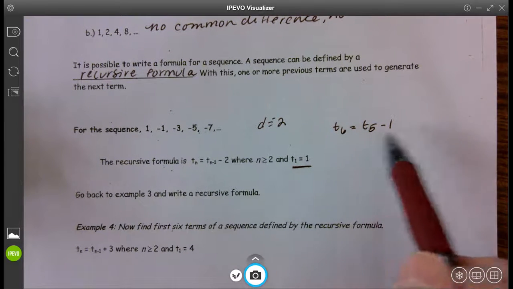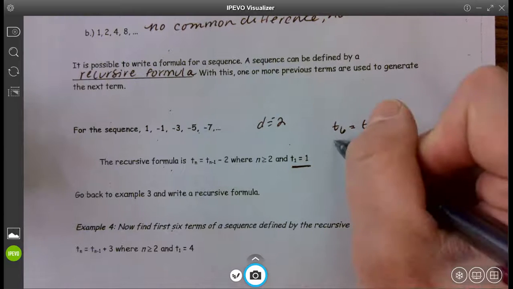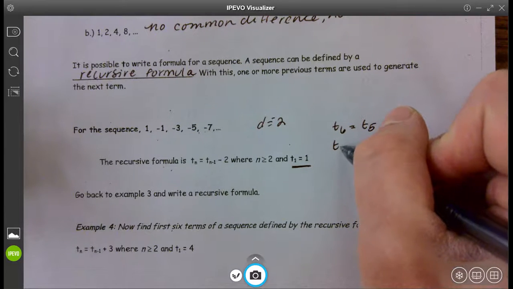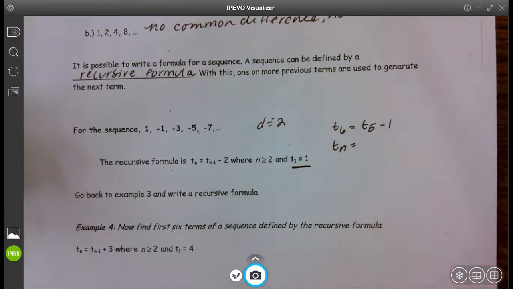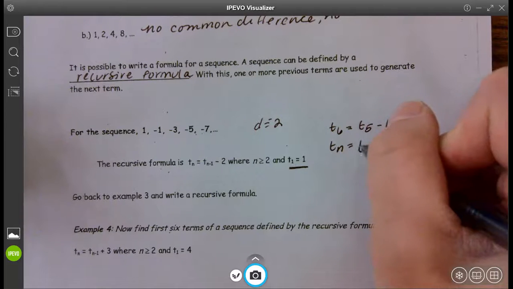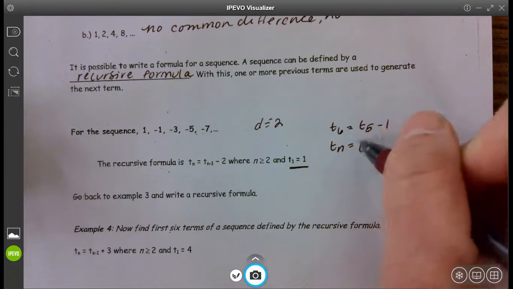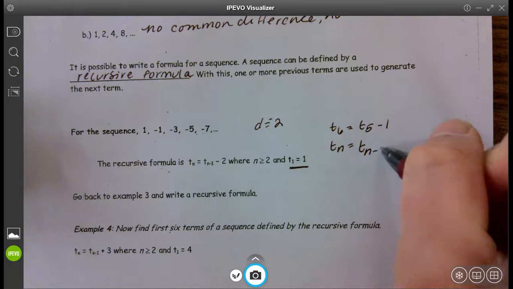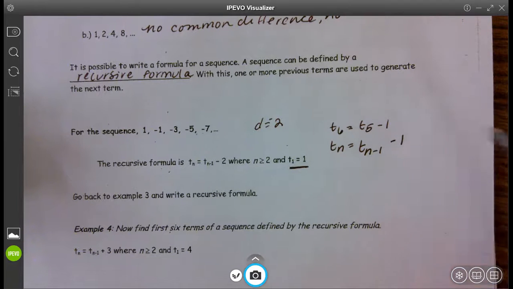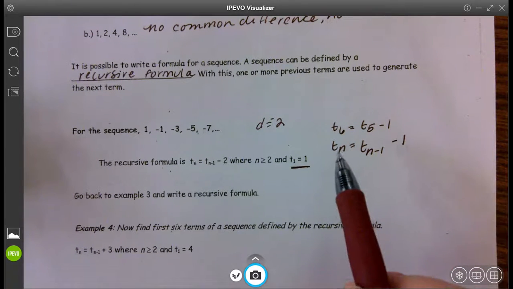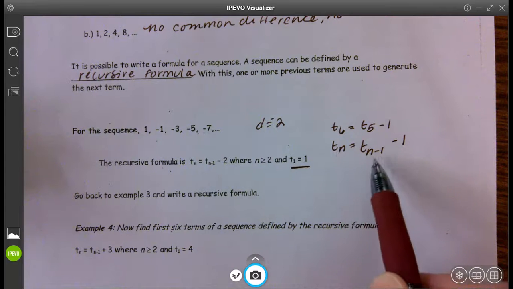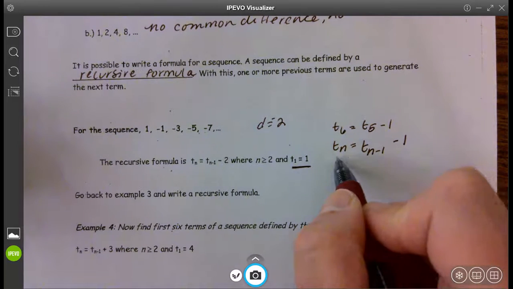But we don't want to write term 6. We want to find whatever term we're trying to find. We call that our nth term. If we're trying to find term n, we're going to take term, not n, but one lower, n minus 1, and we're going to subtract 1. So whatever term you're trying to find, you take the previous term and subtract 1. So this is your formula.